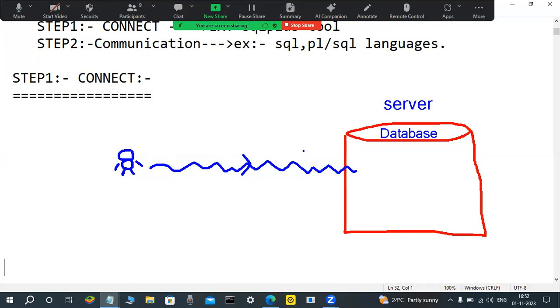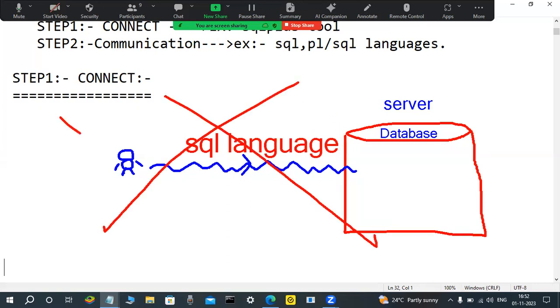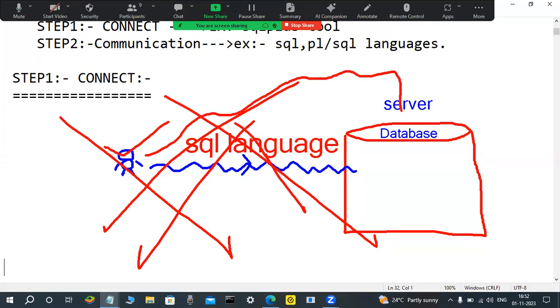If this user wants to communicate with this database, then which language does that user use? SQL is a language. Very good. So many fellows say SQL language only, but unfortunately this is wrong. So many fellows think like this. Impossible. Any user cannot directly communicate with our database server. This is client-server architecture. That's why first this user connects to the client tool. Through that client tool only they connect to the server. Then only those users communicate with the database by using SQL language.